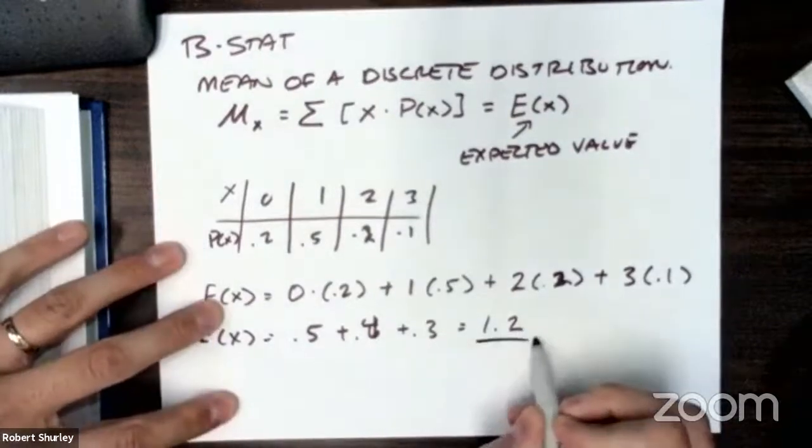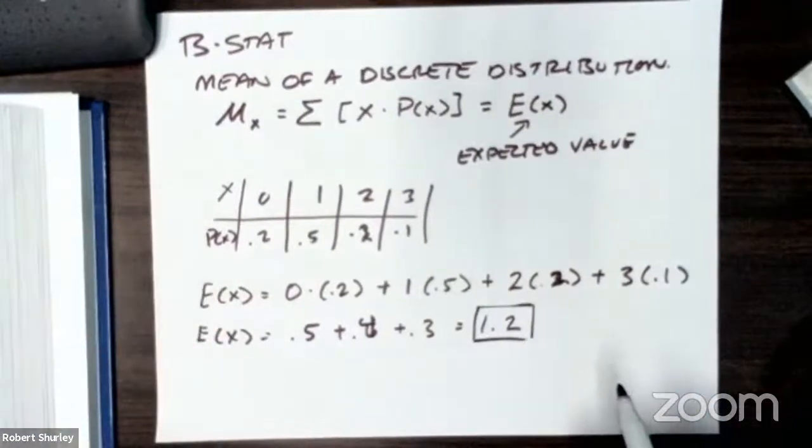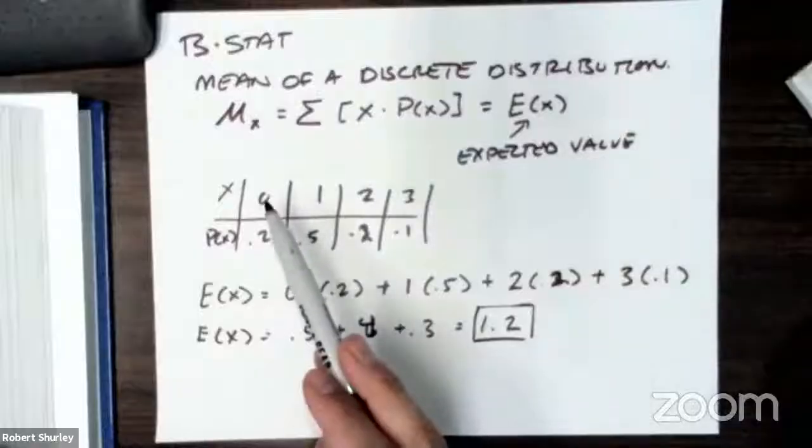Okay, anyway, that's how you would find the expected value. Kind of neat. Okay? So it's always the probability times the outcome.